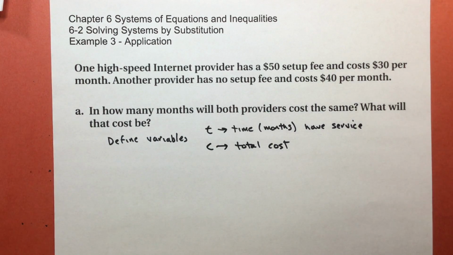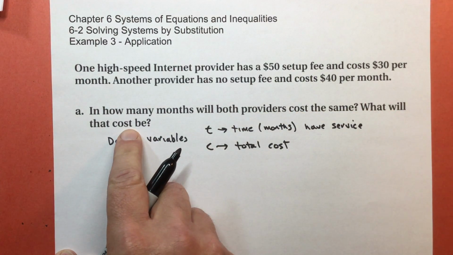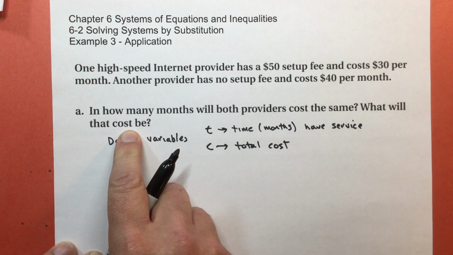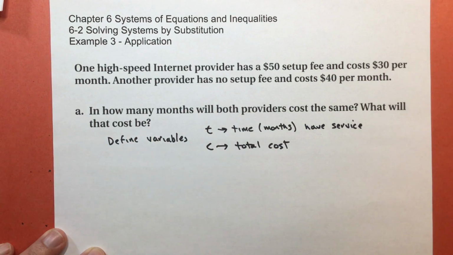This is very, very important. When we finish and we actually find out what the answer is, and I'm putting air quotes around the answer, we're not going to say T equals or C equals. We're going to say time and cost. That's really important, that we actually answer the question: how many months will both providers cost the same, and what will that cost be? I'm not going to answer by saying T equals this and C equals that. I'm going to say this many months and the cost will be this many dollars. So it's really important that we get that idea.